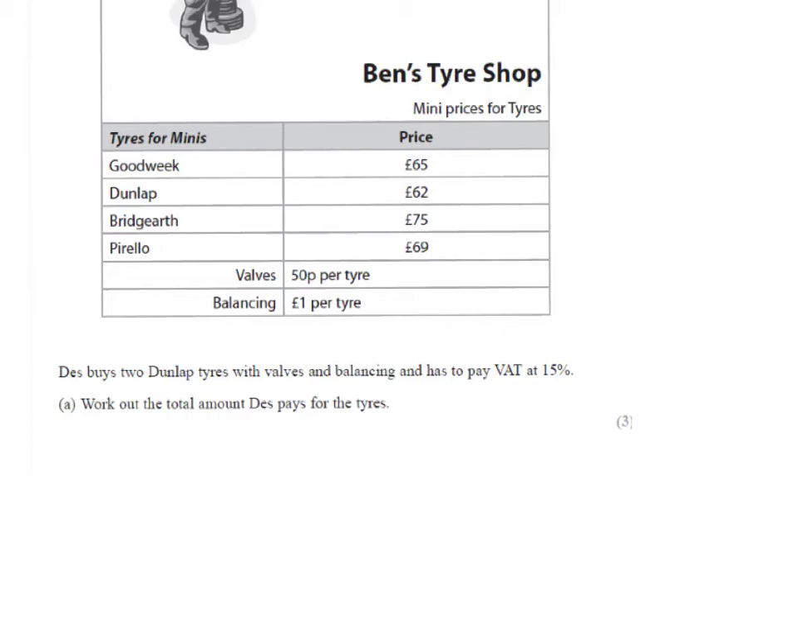So we've got some information about tyres at Ben's Tyre Shop. We're told that Des buys 2 Dunlop tyres with valves and balancing, and he has to pay VAT at 15%. So work out the total amount Des pays for the tyres.